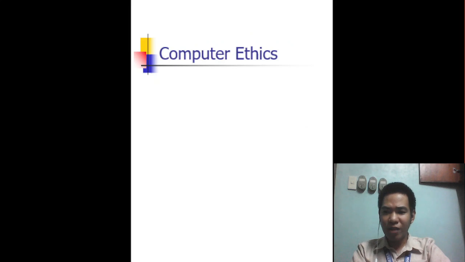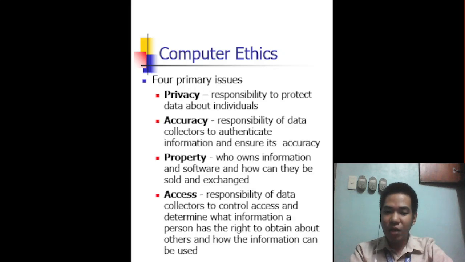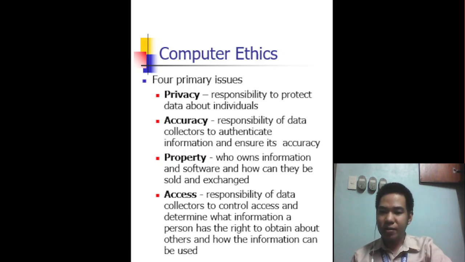We also have computer ethics for primary usage. There are four primary issues: the privacy issue, accuracy issue, property issue, and access issue. In the privacy issue, we have to check our privacy when we are actually using computers. From time to time, it's better if we change our password, maybe once a week. Update our password, check our sharing settings, whether we share our post to a public audience, we revert that to friends of friends, or we can also change that to friends only or only me, depending on the settings that you want to portray.